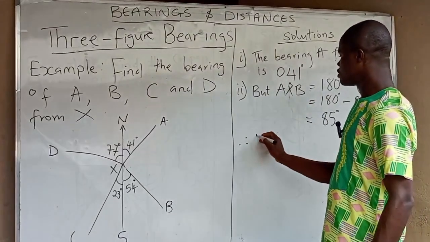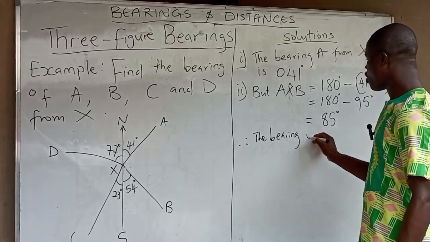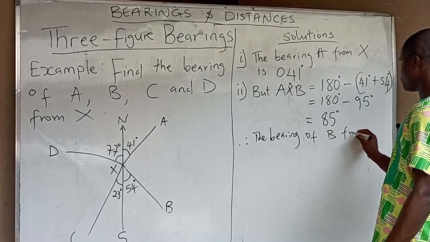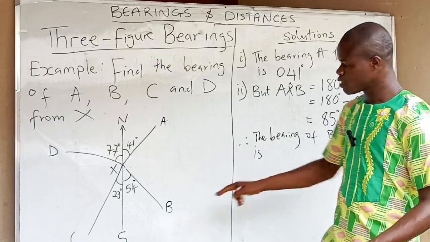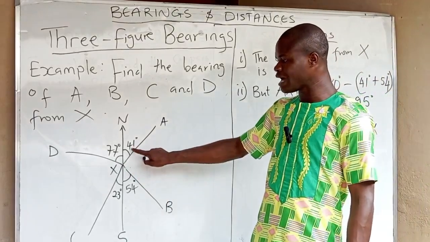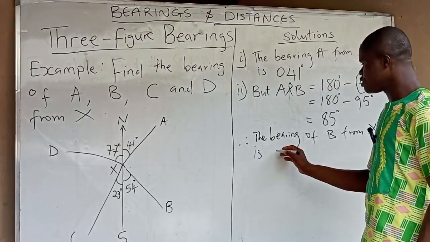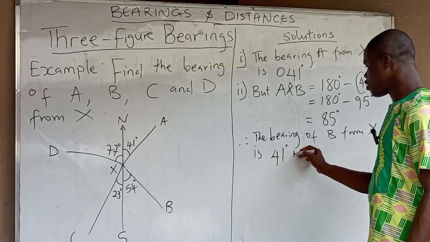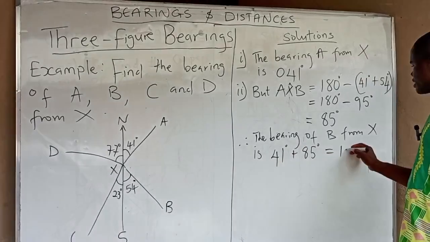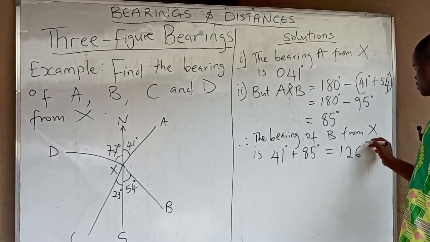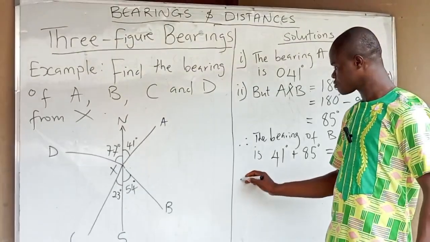So therefore, the bearing of B from X will be this angle plus this angle, which is 41 degrees plus 85 degrees. So this will give us 126 degrees.